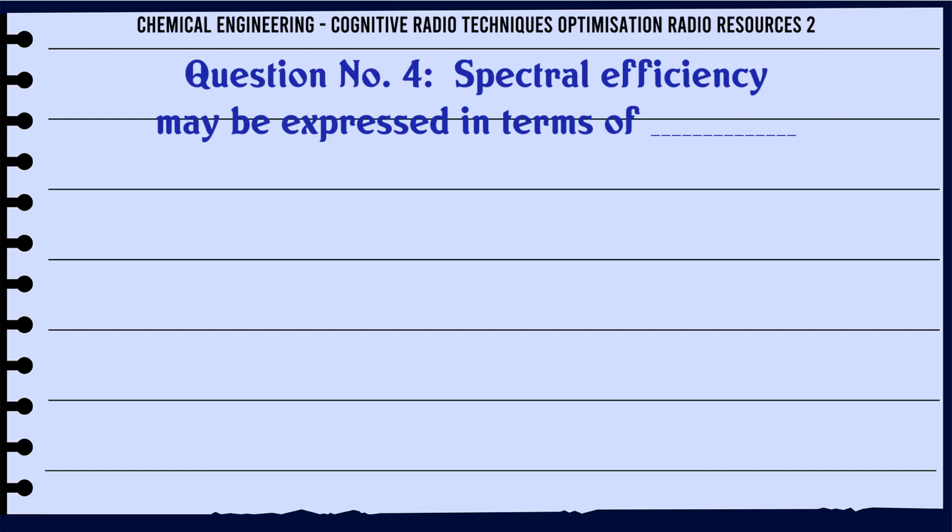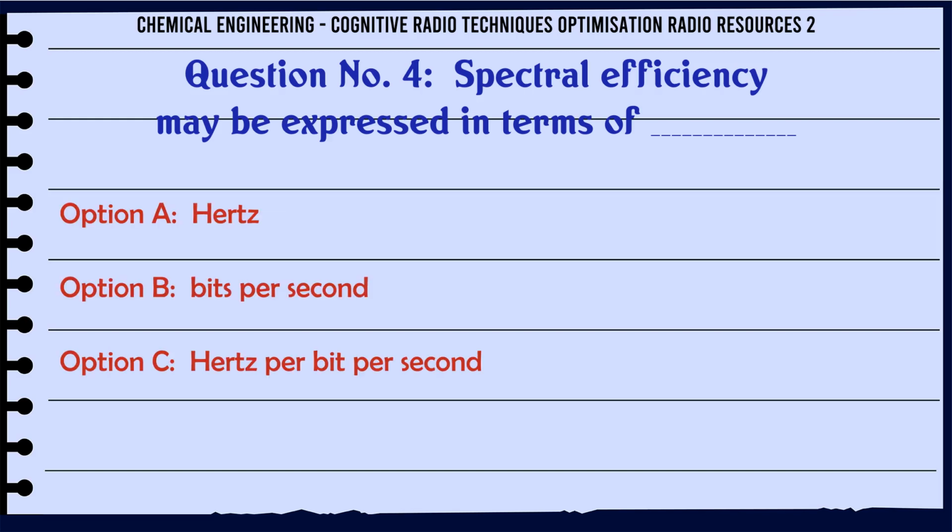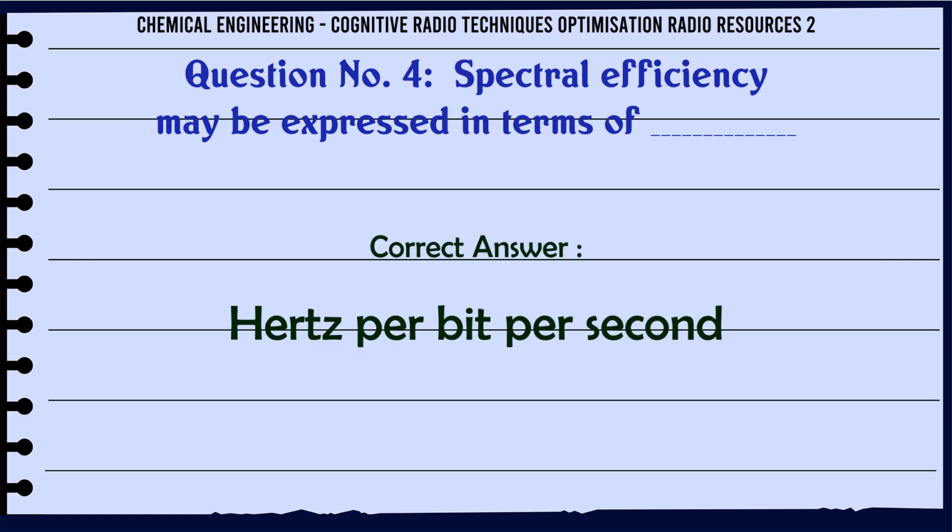Spectral efficiency may be expressed in terms of A. Hertz. B. Bits per second. C. Hertz per bit per second. D. Bits per hertz per second. The correct answer is Hertz per bit per second.